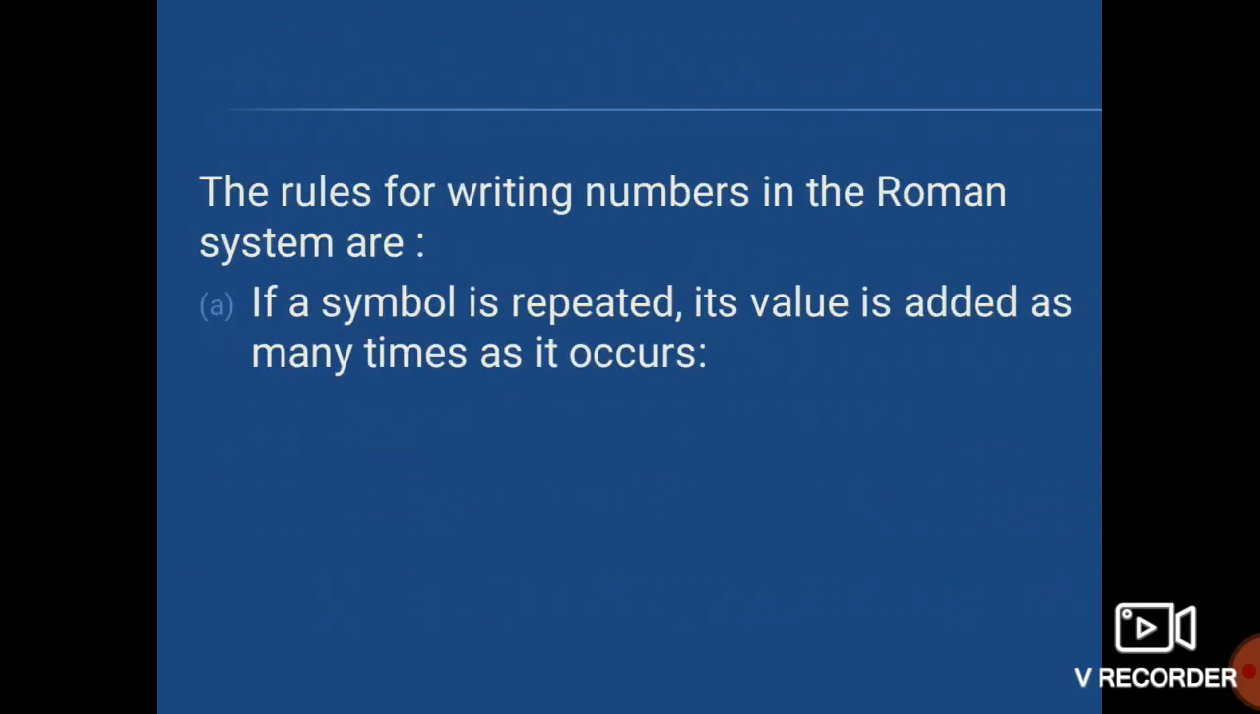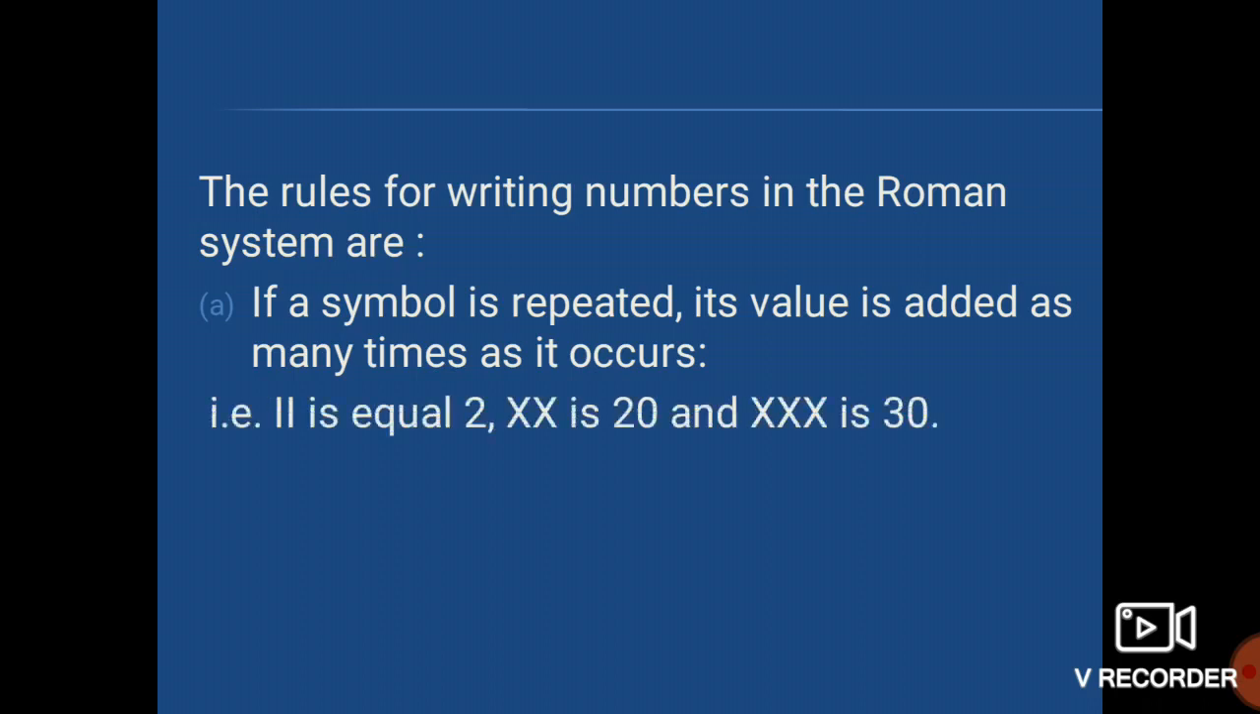Now there are a few rules we need to follow for writing the numbers in the Roman system. Let us see the rules one by one. First rule, if a symbol is repeated, its value is added as many times as it occurs. So however many times the symbol is repeated, we need to add the value. Let us take an example. Here you can see II is equal to 2.